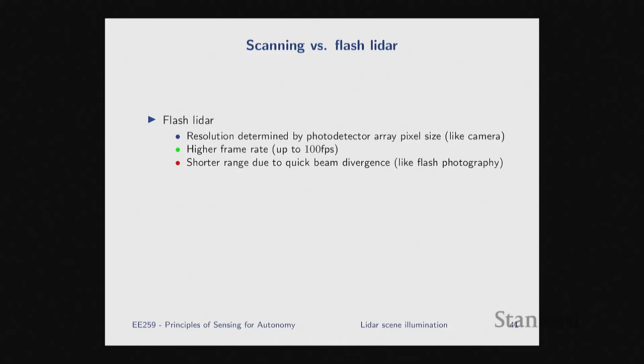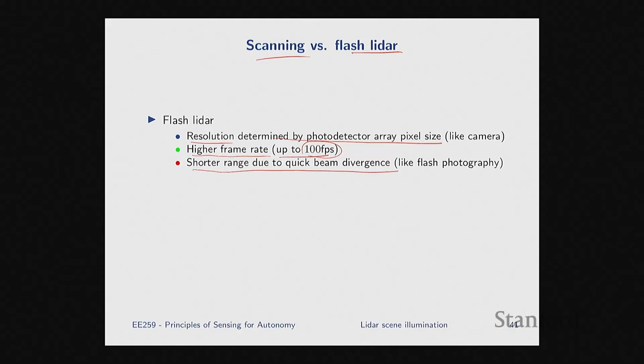So when it comes to scanning versus flash LiDAR, the trade-off is that with flash LiDAR, you get a resolution that is determined by the photodetector array pixel size, exactly like a camera, right? How many photodetector pixels you have inside your array and how big they are determines the resolution. It's like a camera. You can have much higher frame rates. Why? Because in one shot, you're measuring the entire scene. So you can do it many, many times per second, up to hundreds of frames per second is possible. But the big, big drawback is you get short range.